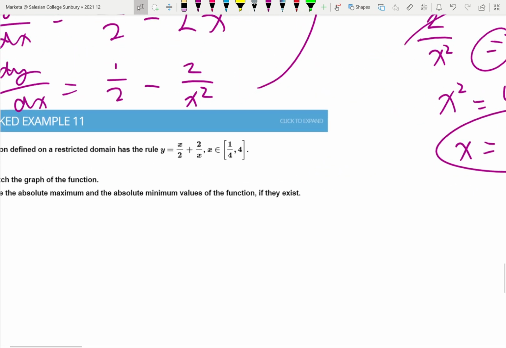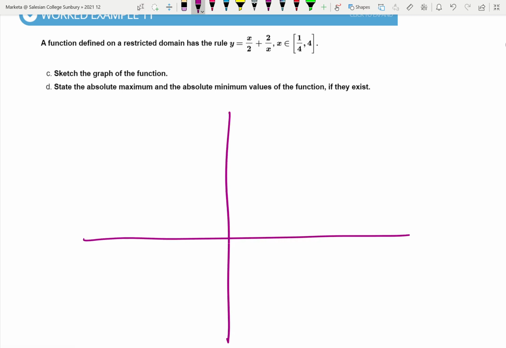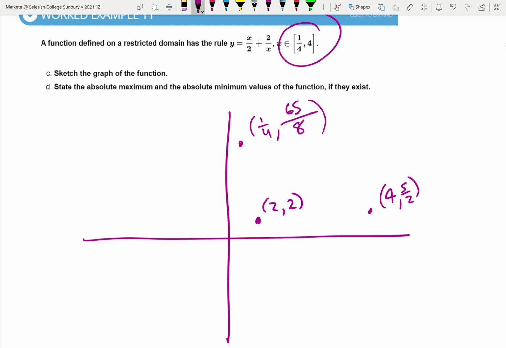Now we're meant to sketch the graph and state the absolute maximum and minimum. So sketching the graph, we have our domain here. We have a local minimum at 2, 2. So that may be the absolute minimum or it may not. We've got endpoints at 1/4, comma, what did I get for that? 65 on 8. And we've got another endpoint at 4 and 5 on 2. And you can see that that's higher. 5 on 2 is higher than 2. So the graph will look something like that.